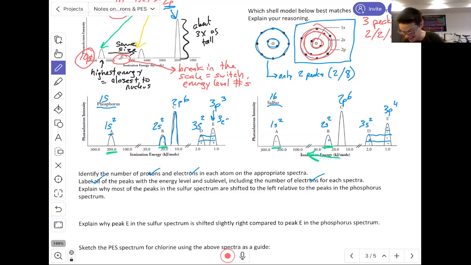So what is it that is making that happen? And first you have to understand, what does it mean to be shifted left? Shifted left means that you've got more energy required to remove an electron. That's what it means to be shifted left, right? It means a higher ionization energy. So why would it require more energy to remove an electron from sulfur compared to phosphorus?